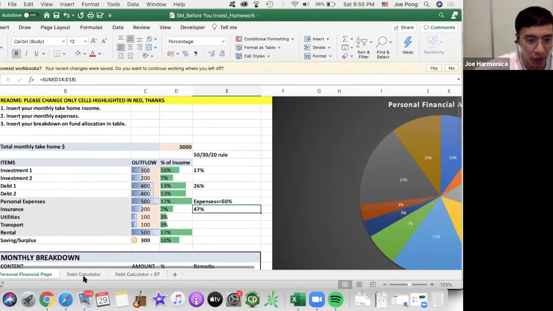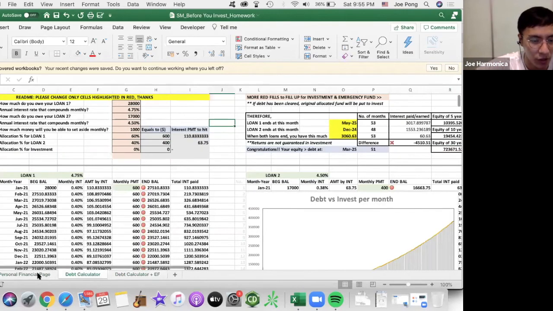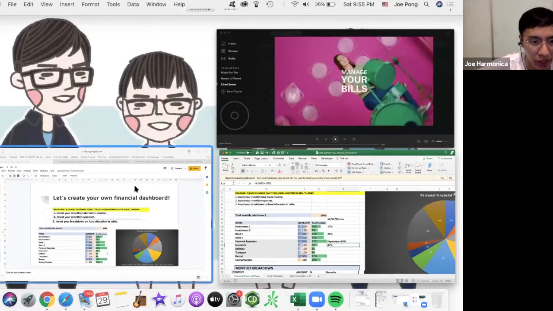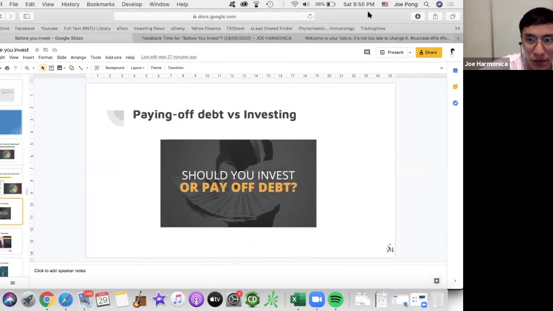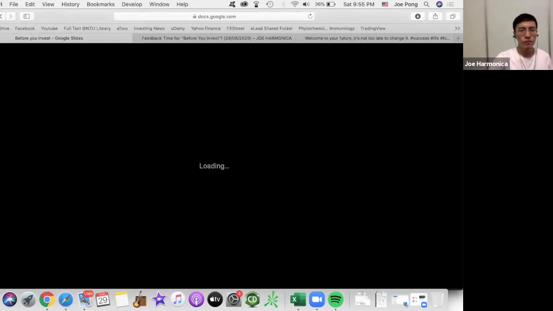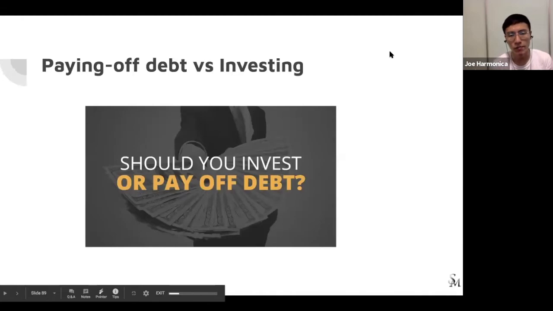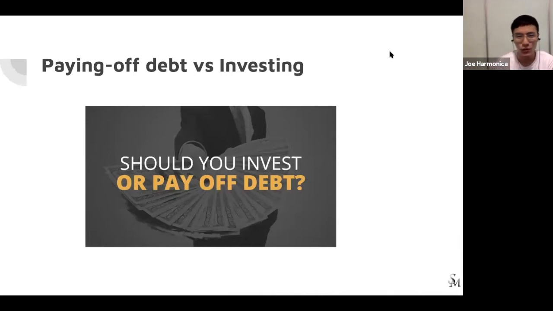You can see that we have two more debt calculators on this spreadsheet, which I will come back to later. But first, let's jump back into the slide and I will share with you the $1,000,000 question. Should you be paying off your debts, your student loans first today, or should you be investing right away?